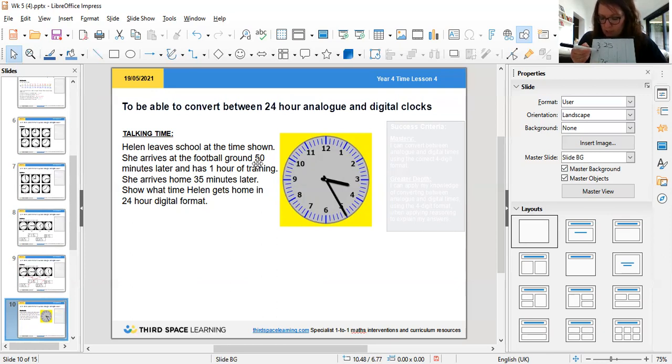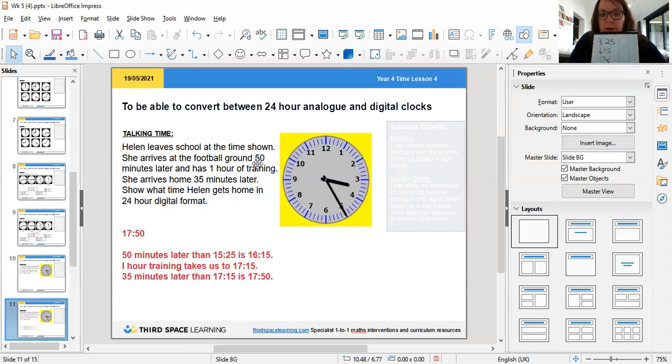So I'm then going to change this to 4. And then I need to add my 15, okay? Then she arrives home 35 minutes later, okay? So I've got 4:15, and then she arrives 35 minutes later. So I need to add my 35 to 4:15, okay?